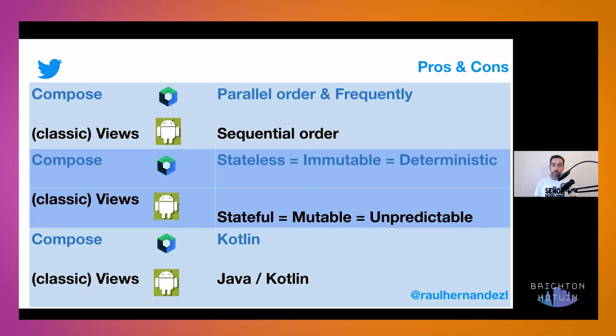Also, the classic views can run in sequential order. So if you need to rely on a particular order to render a particular view, you can do it with classic views, but you cannot do it with Compose. Think about it. Compose is stateless. That means it doesn't care about state, but cares about immutable data. By having immutable data, we can make sure that everything is deterministic and we can predict what we have in our Compose views. Classic views are stateful, so everything can change. You probably need to handle different states from different views.